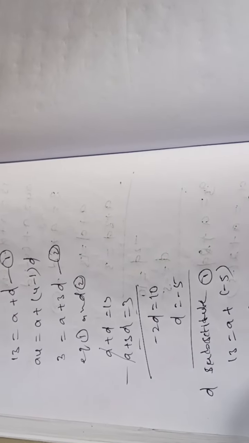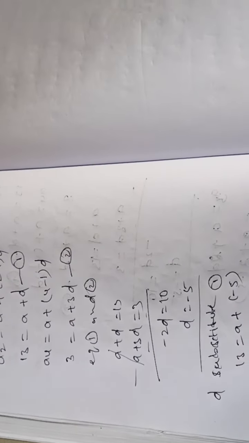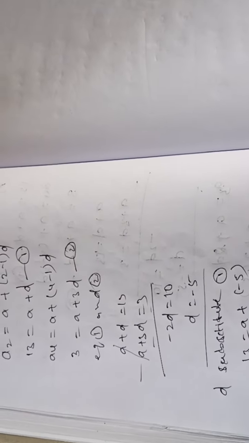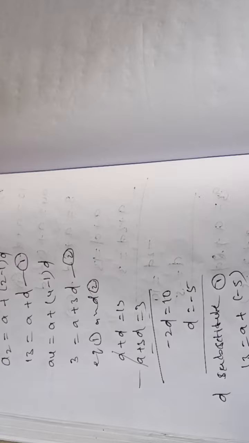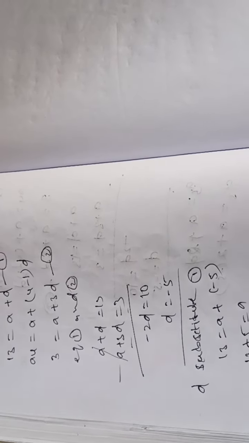Then a1 equal to 18, a3 equal to 18 plus 2 into minus 5, 18 minus 10, that is 8. a3 equal to 8.